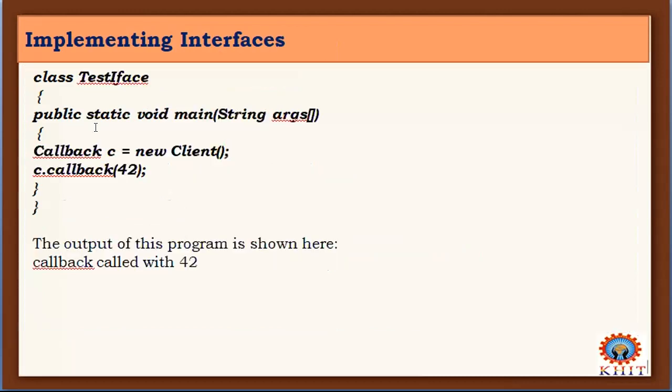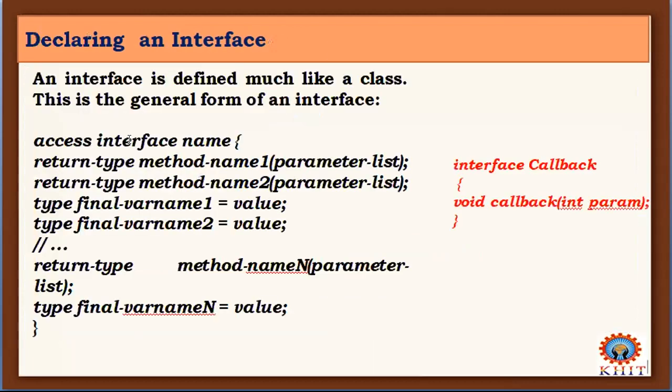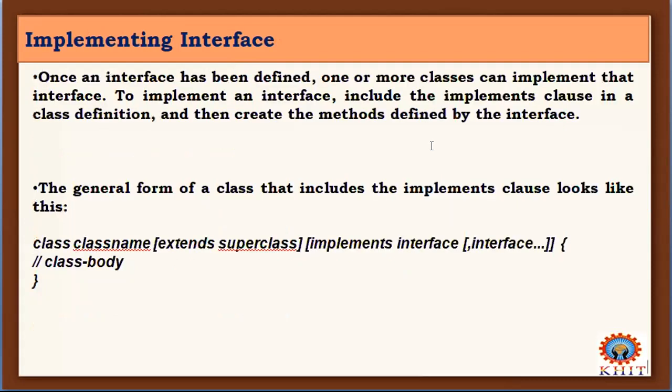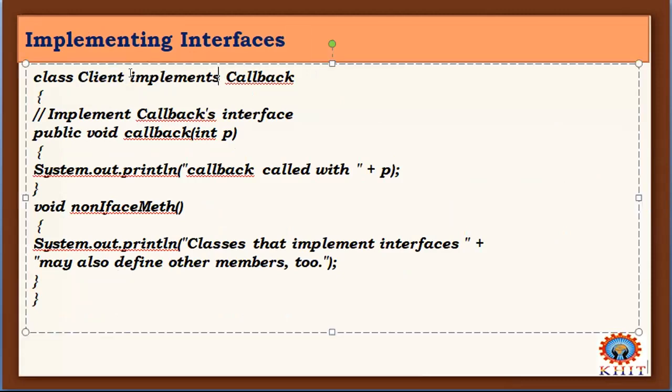Okay, now we are using a main method. We have written a class called Client, and also defined an interface called Callback, which has a method called callback. Now we implement this interface in the class Client by using the keyword implements, and then we give the definition for this method callback. Then we write System.out.println with callback called with parameter.